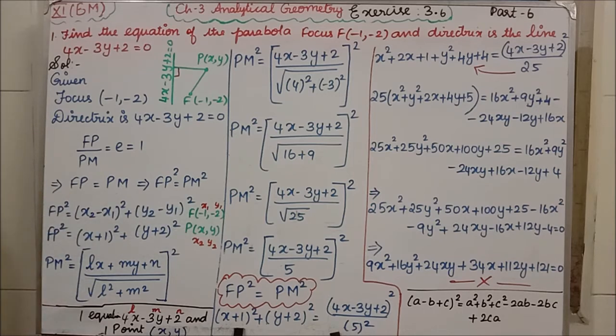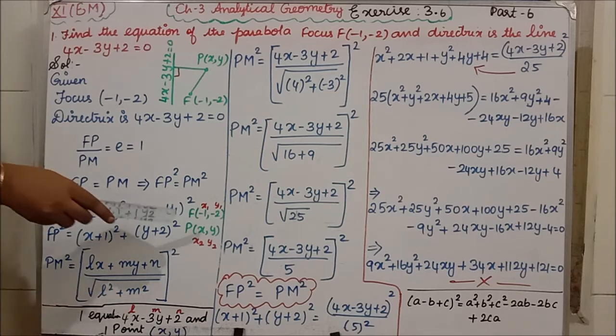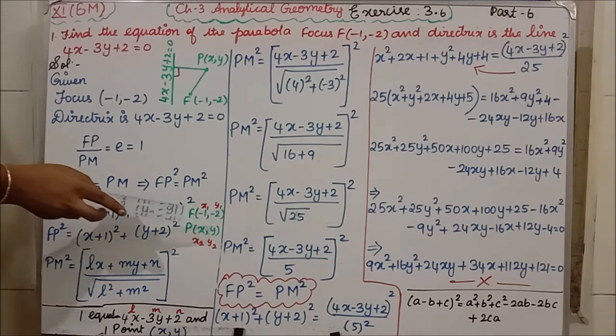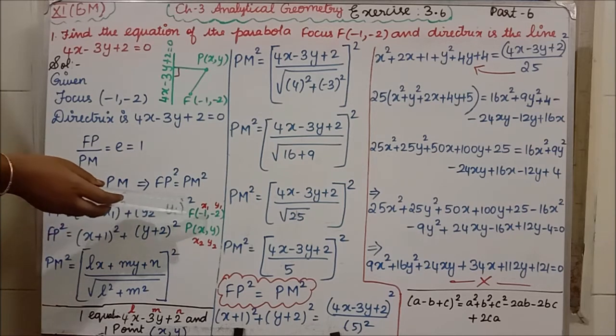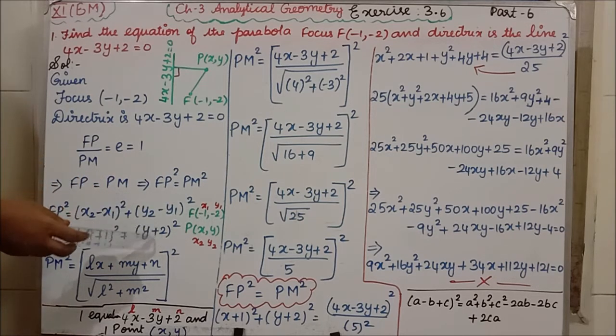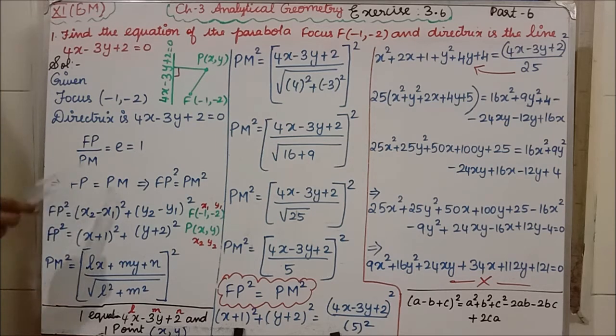In this formula, what is the x2 value we have? We have the x2 value as x. The x1 value is minus 1, so x minus of minus 1 will become x plus 1 whole square, plus y2 value is y, minus y1 value which is minus 2, so it will become y plus 2 whole square. Clear? Now we have got FP square, the distance between the F point and the P point.